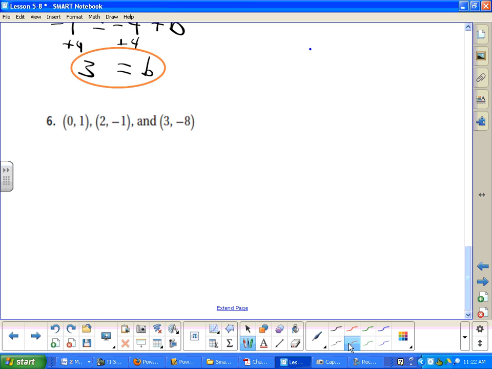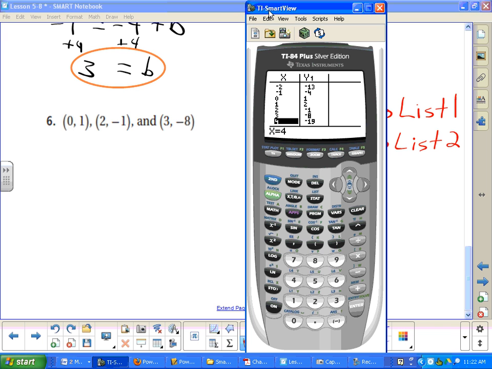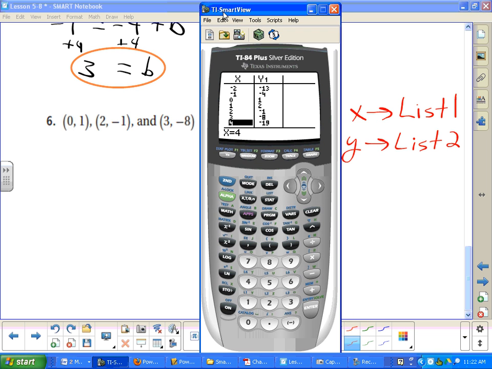So here are our steps. Number 1, put the x's in list 1 and the y's in list 2. So I take my calculator, and to get to the list, remember it's stat and then edit. If you have anything in your list, go ahead and clear them by going to the list number and hitting clear and enter.